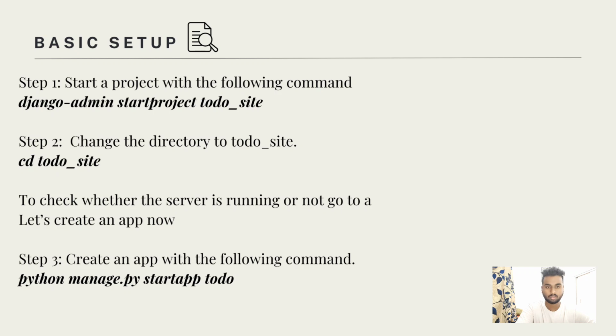The first one is the basic setup. Start the project with the following command: django-admin startproject todosite. Change the directory to todosite; cd todosite will change the directory. To check whether the server is running or not, go to the local address. Let's create an app now. Create an app with the following command: python manage.py startapp todo.